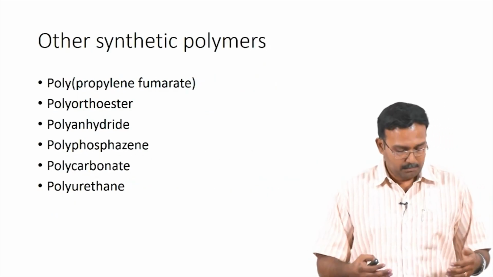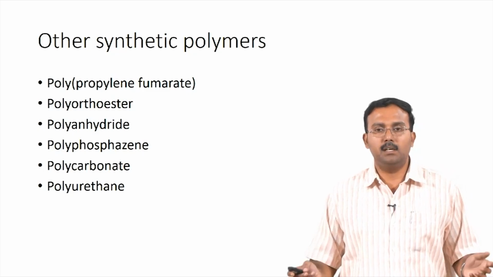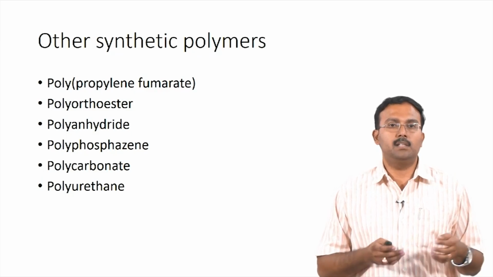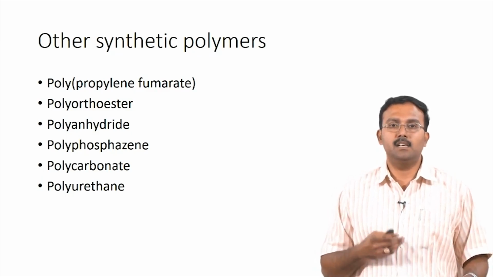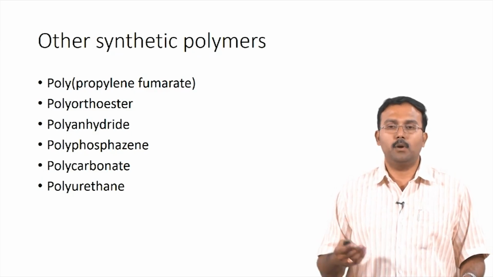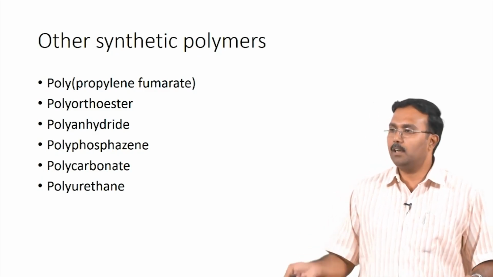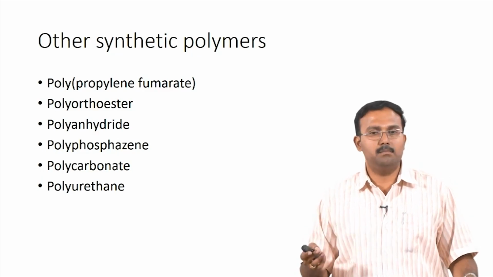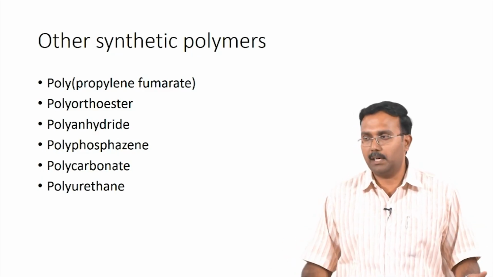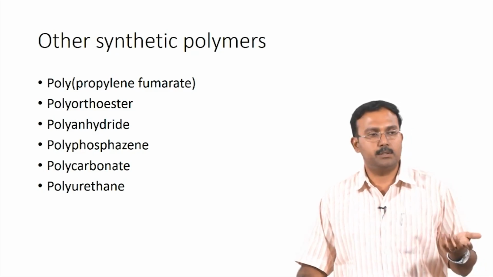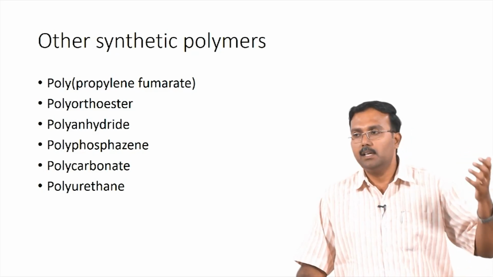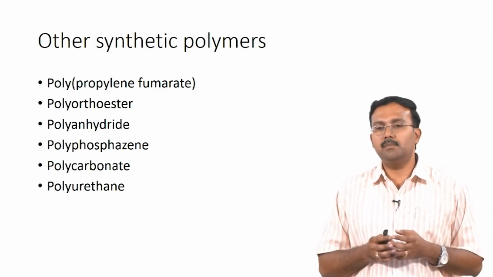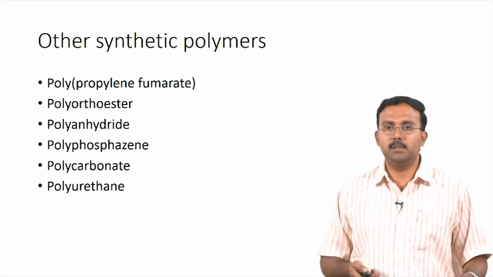So, this is just a bunch of other synthetic polymers which have actually been studied. You have polypropylene fumarate, polyorthoester, polyanhydrides, polyphosphazine, polycarbonate and polyurethanes, which have all been studied for different applications. Polyurethane, so these are all approved for biomedical use and they have been shown to be biocompatible. So, people have just tried it for tissue engineering applications. You will be able to find papers which talk about other synthetic polymers as well, but these are some of the more commonly used synthetic polymers.